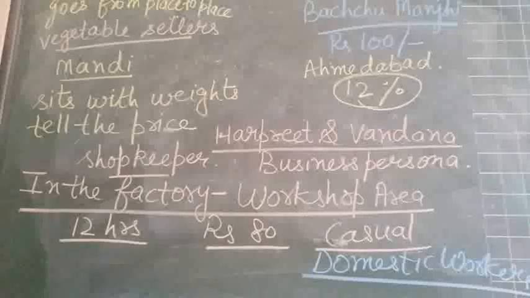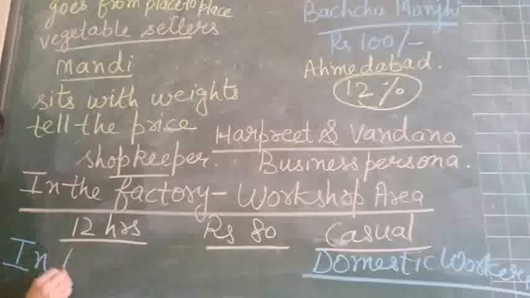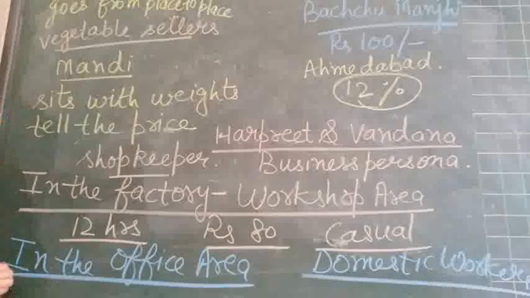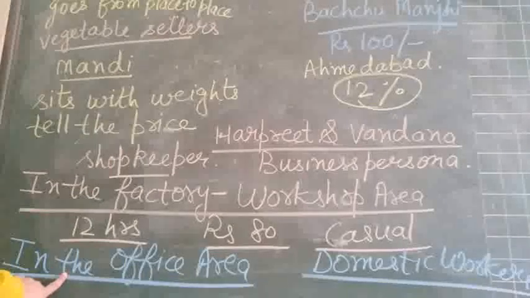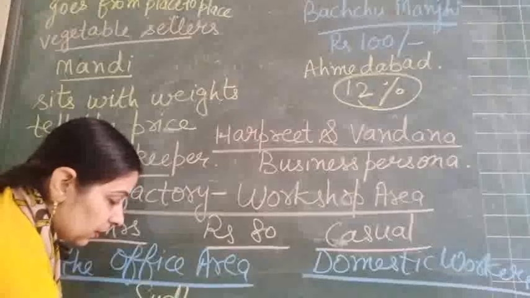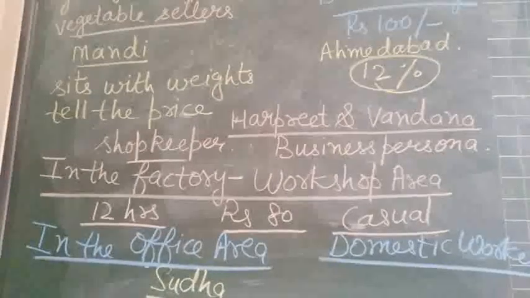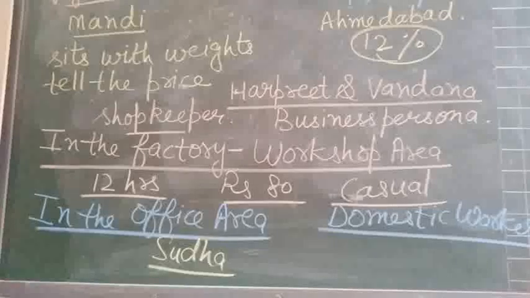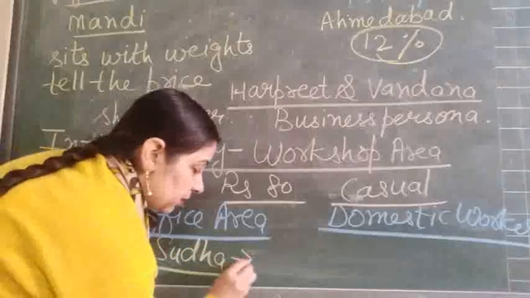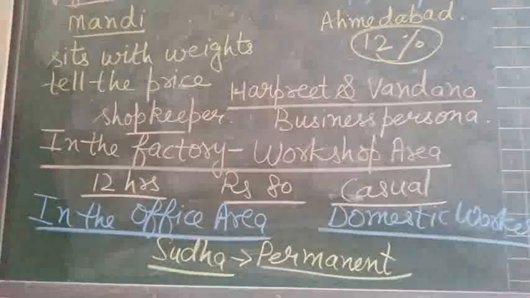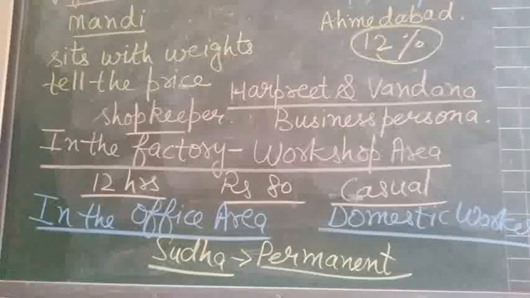Next, we will talk about the office area. In this chapter, we will consider Sudha. Clear, children? Sudha, listen very carefully. Sudha is a permanent worker with a regular job, and she gets a monthly salary and a number of other benefits. Clear?